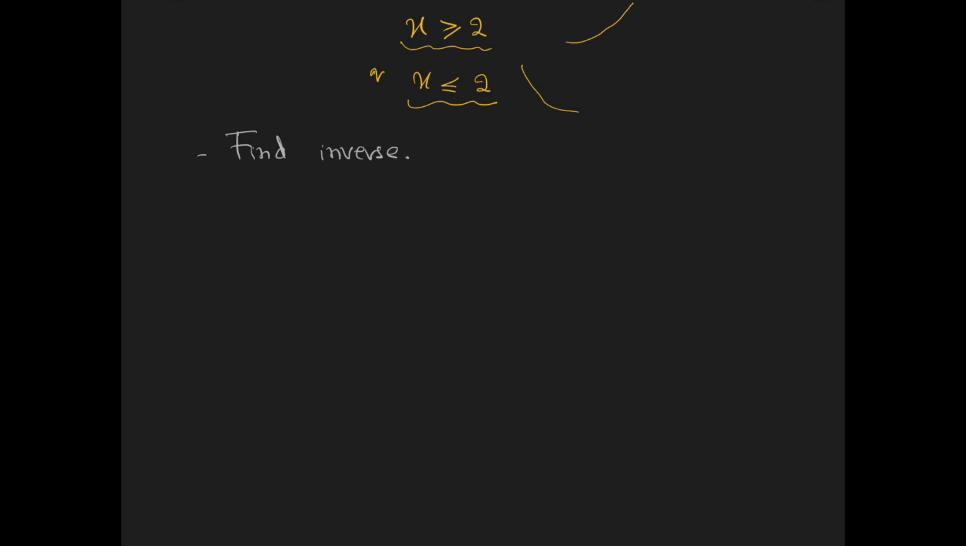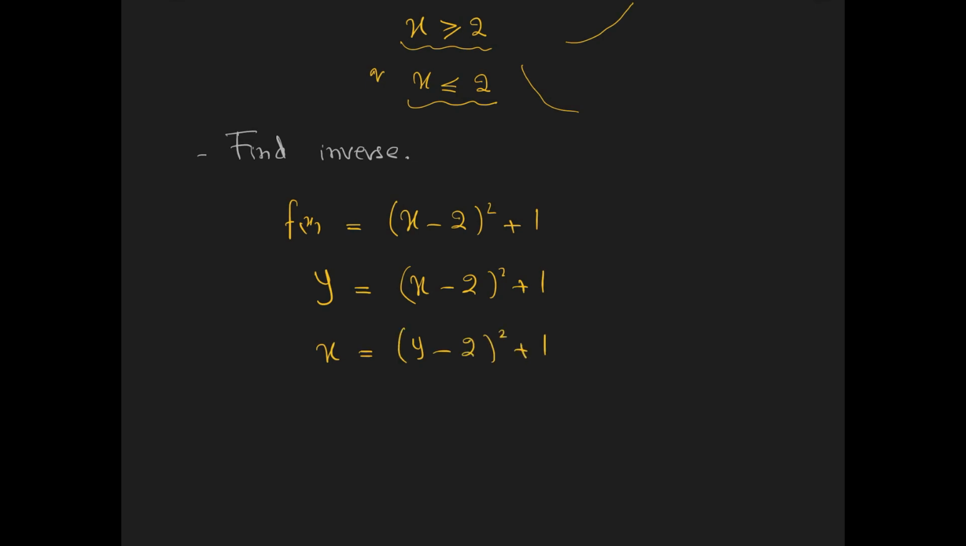And finally, finding the inverse of this function, (x minus 2) whole squared plus 1, f(x). So in the first step, we will write the function in the form of y is equal to, so y is equal to (x minus 2) whole squared plus 1. Then interchange the x and y variables. So x is equal to (y minus 2) whole squared plus 1. And then rearrange to make y the subject of the formula. So (y minus 2) whole squared plus 1 is equal to x, which gives you x minus 1 is (y minus 2) whole squared.